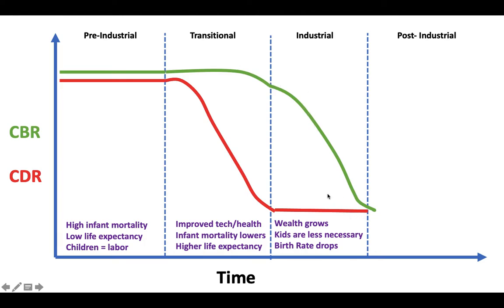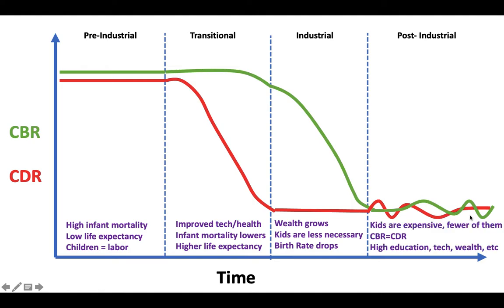And ultimately, when we enter the post-industrial phase, which you could make the argument is where the United States is now, although you could also make the argument that they're still in the industrial phase, the death rate is going to fluctuate a little bit, and the birth rate's also going to fluctuate. One goes up, the other goes down, but for the most part, they're both going to stay relatively low. This is because at this point, kids are expensive, and so people are having fewer of them.